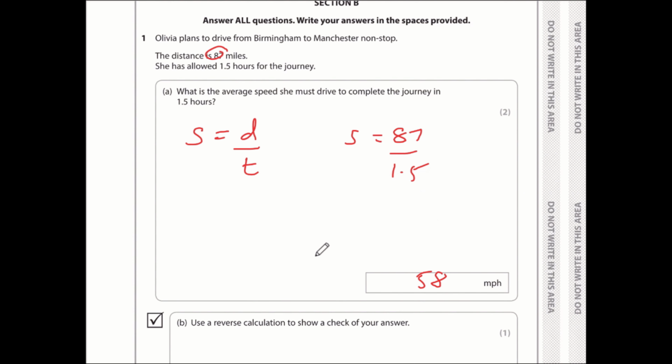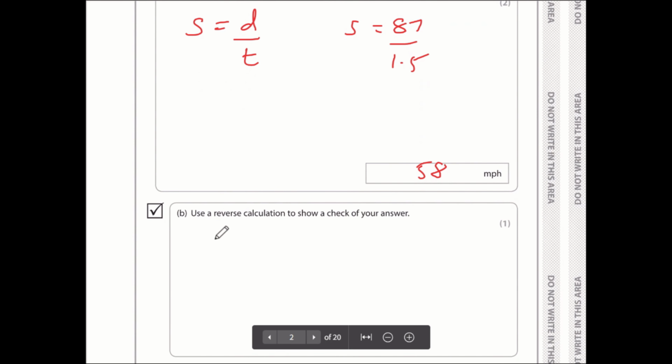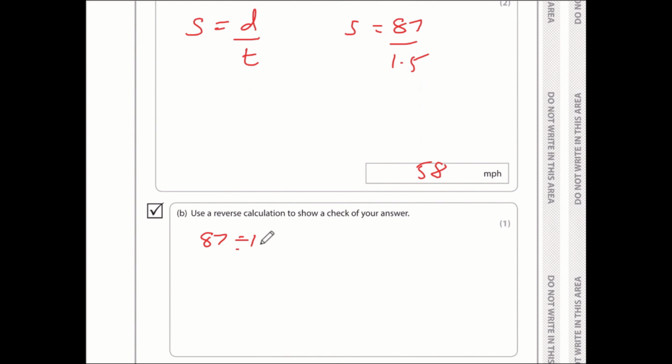Use a reverse calculation to show a check of your answer. Well, we have just done 87 divided by 1.5 to get 58. So all I need to do now is just do 58 multiplied by 1.5, and do I get 87? Yes, I do, so there's my check.